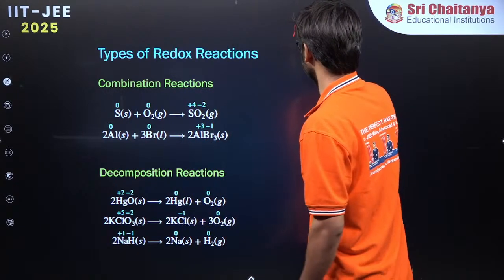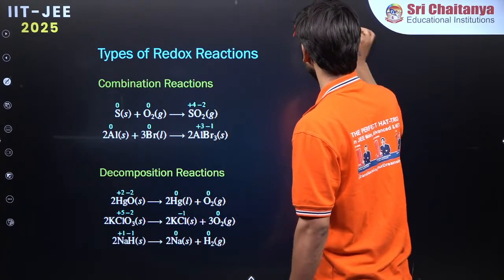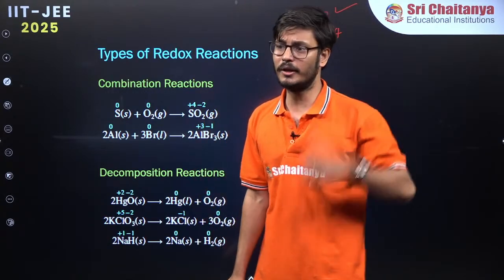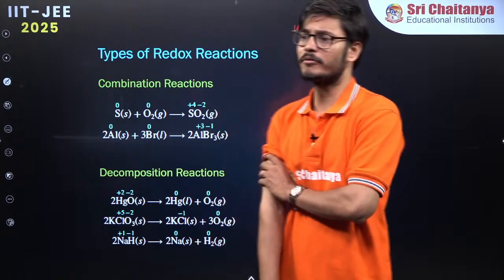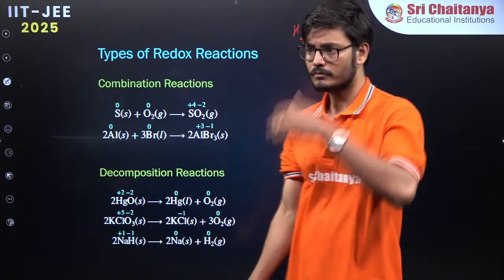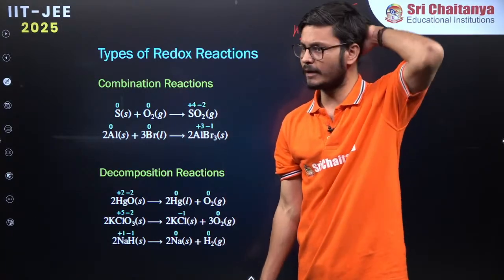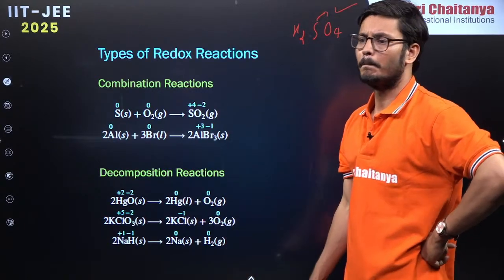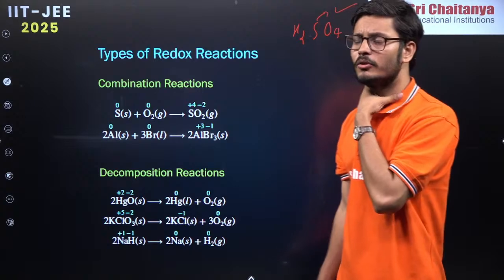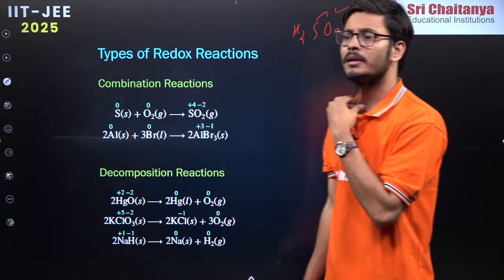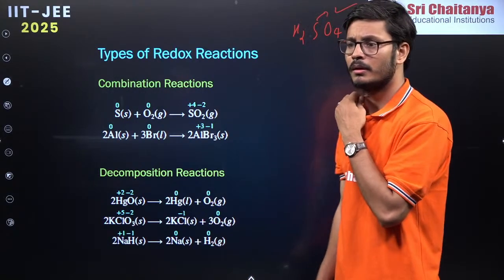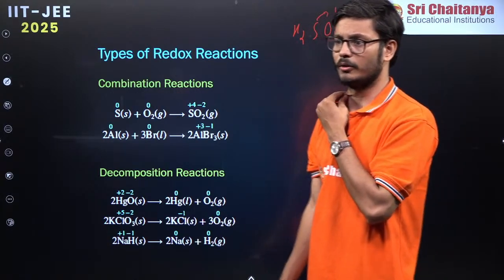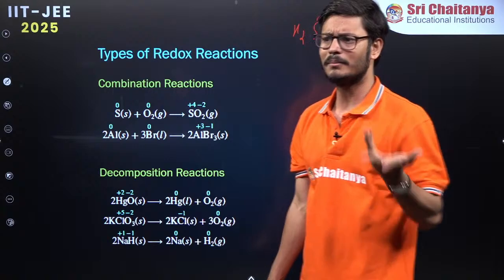Sulfuric acid: what is the oxidation number of sulfur in sulfuric acid? Give me the value. Someone says -6. Is it so? +6. Very good, Anuradha. How is somebody calculating -6? I don't understand.